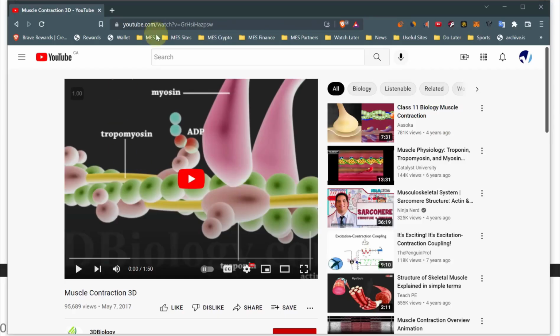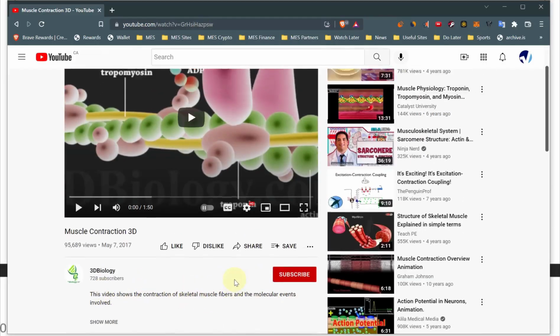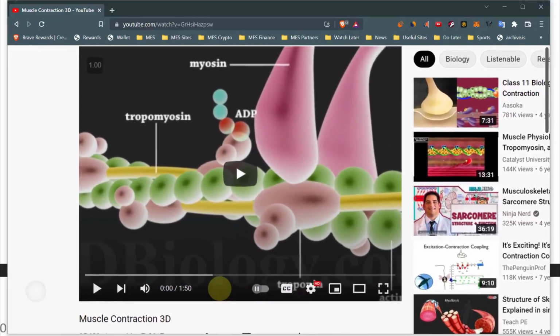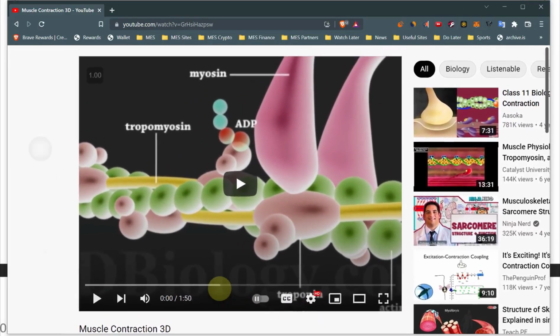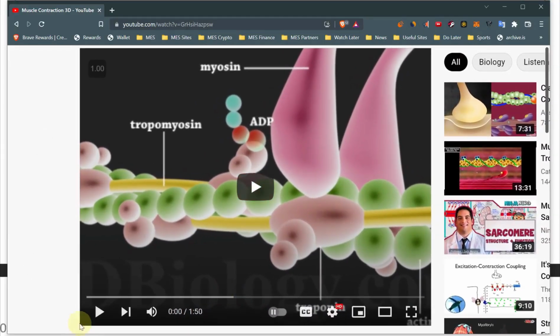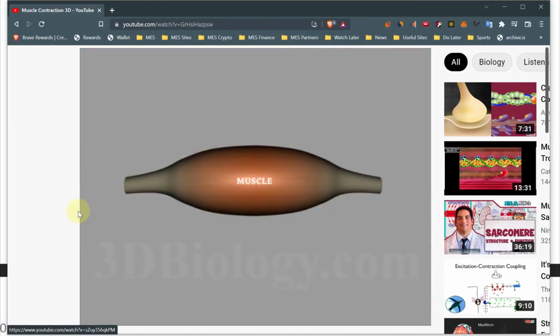All right, so here's what we get when we teleport here. Muscle contraction 3D. This video shows the contraction of skeletal muscle fibers and the molecular events involved. Let's just zoom in a bit more. All right, that should be good. And let's play from here. Okay, so you have the striated muscle cell contraction. So there's a muscle.